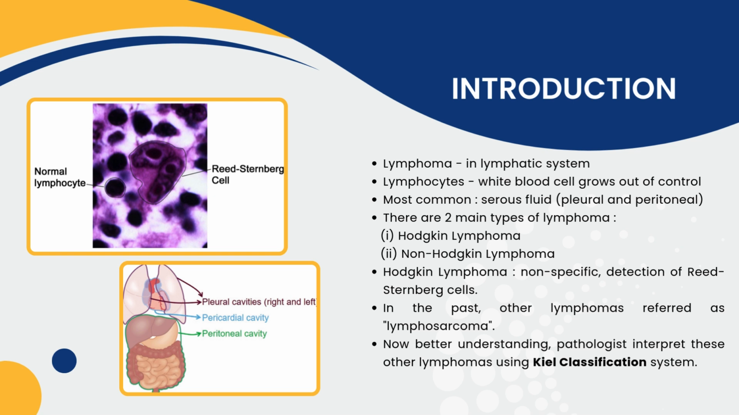There are two main types of lymphoma: Hodgkin lymphoma and non-Hodgkin lymphoma. In Hodgkin lymphoma, cytological findings are usually nonspecific. Diagnosis is made only on detection of Reed-Sternberg cells, while the other lymphomas were previously referred to as lymphosarcoma. Nowadays, these other lymphoma cases are better understood. While nomenclature remains inconsistent, pathologists are better equipped to interpret these other lymphomas using the Kiel classification system.